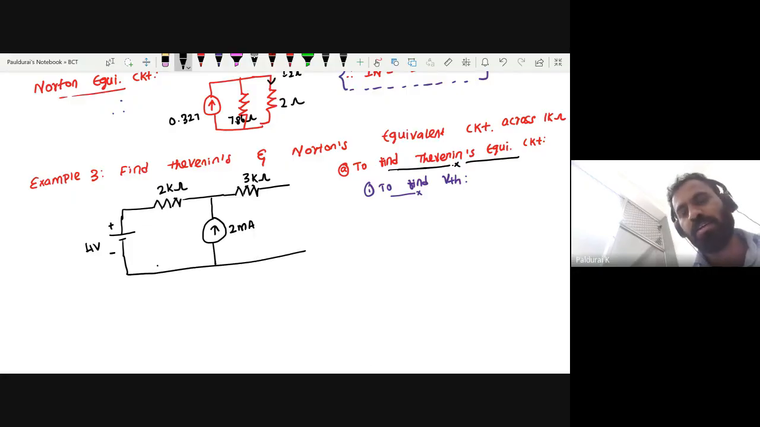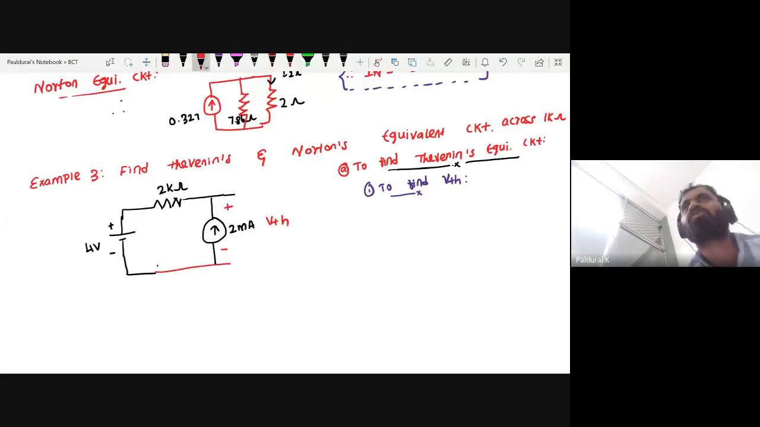Now find the voltage across it. Once it is open, what is the current flowing through this 3 kilo ohm? It is 0. So I can replace this one also by a short circuit. This is already a short circuit. So now what is VTH? The voltage across this 2 milliamps.